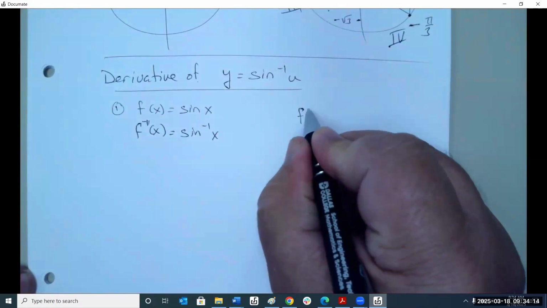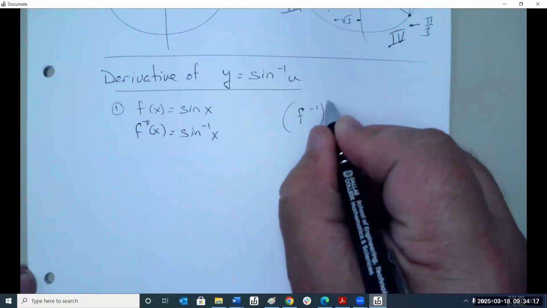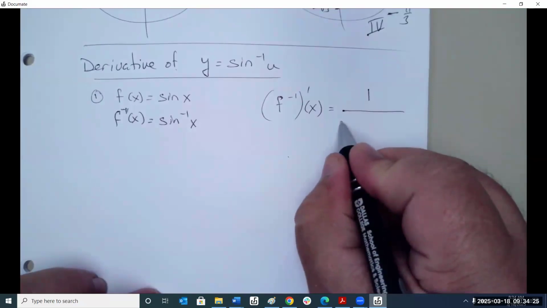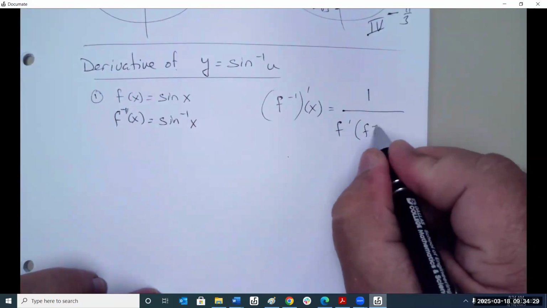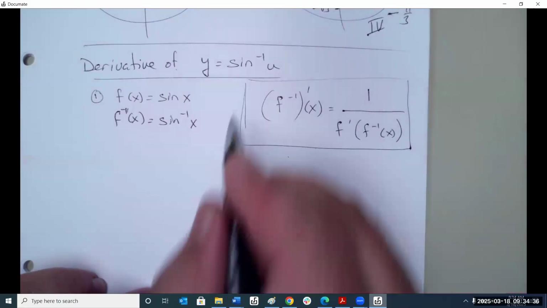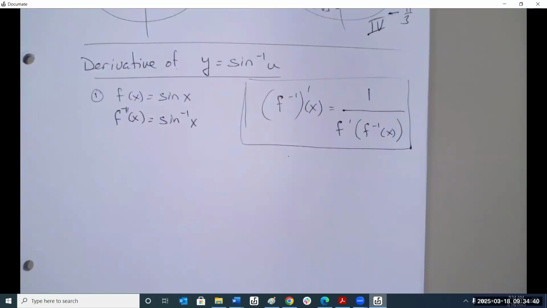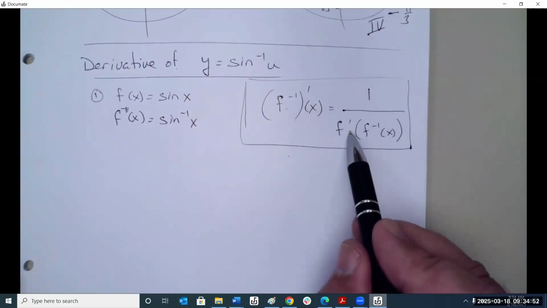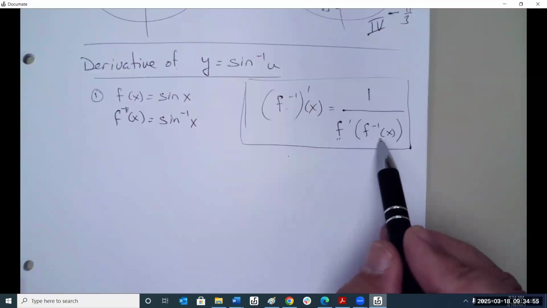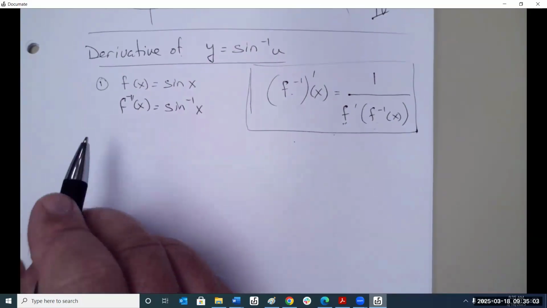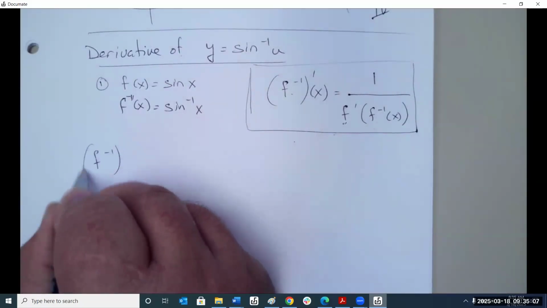We had this formula: the derivative of the inverse is equal to 1 over the derivative times the composite of the inverse function. Remember that formula? I think we did it three sections ago. To find the derivative of the inverse function, you have to have the derivative of the function first and the inverse function itself. It's a composite function there. So what do we do first?